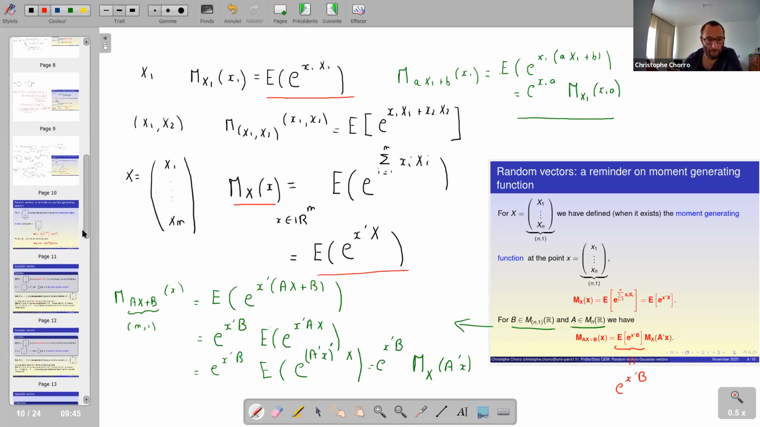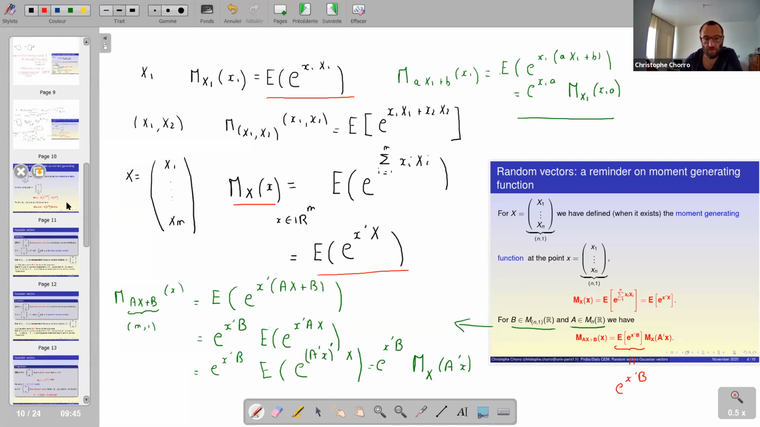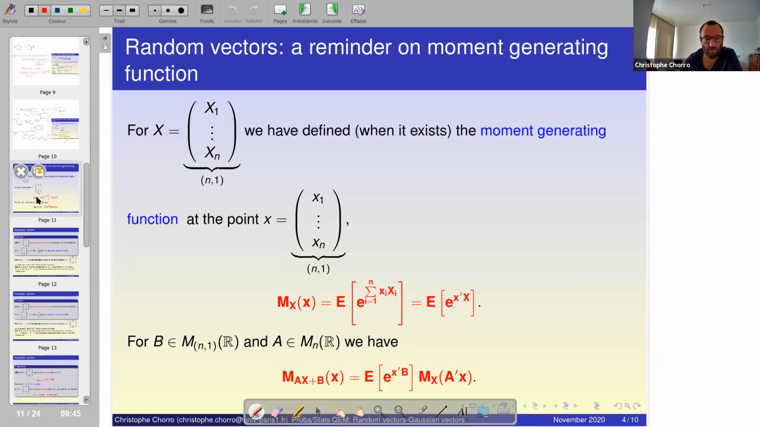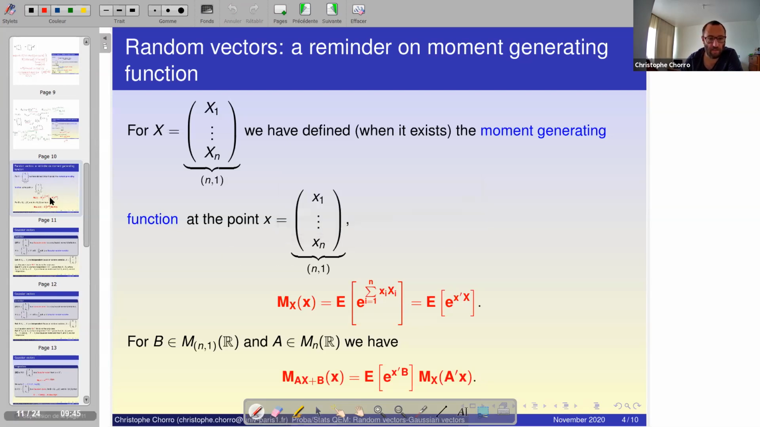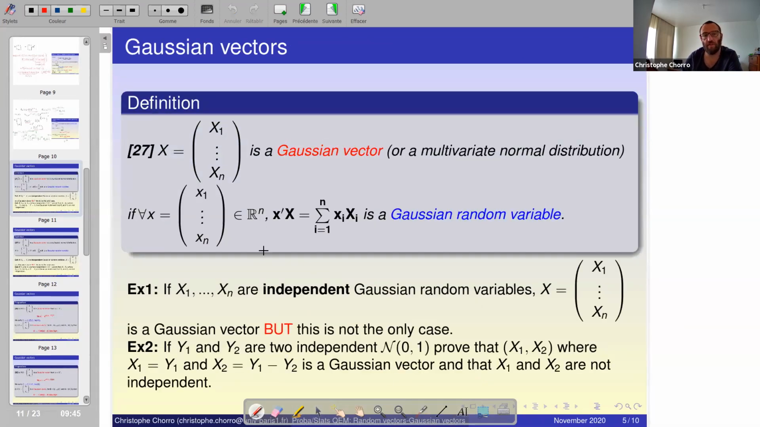So I continue. This one is the same slide as previously, so I can erase it, and I keep this one. That will be my definition of a Gaussian vector. How is a Gaussian vector defined?